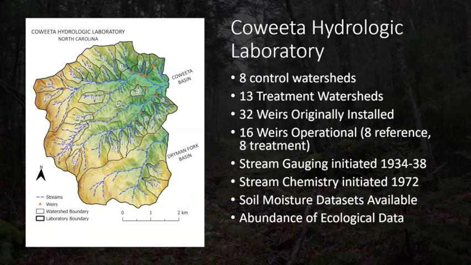A little bit about background of Coweta Hydrologic Laboratory, why it's so valuable for this type of work. It's primarily its weirs. We have control watersheds, treatment watersheds, 32 weirs on that landscape, 16 of which are still operational. So we have long stream flow data sets for these process-based models to validate and calibrate them. In addition to stream flow, there's stream chemistry data sets that are also helpful for these models, and an abundance of other ecological data sets that are useful depending on how you wish to calibrate these models. Notably for Coweta, there's soil moisture data set that's historically available.